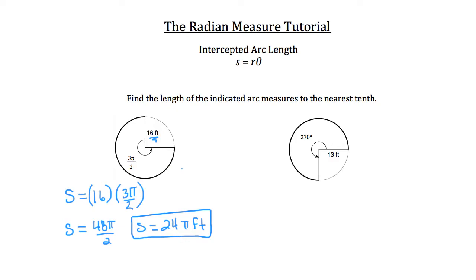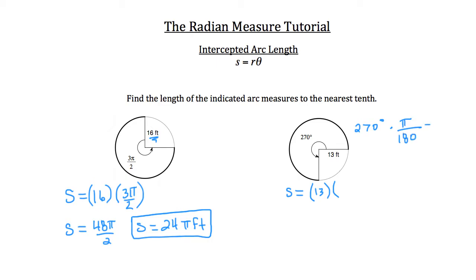Now let's take a look at the circle on the right. Again, s, the intercepted arc length, is equal to the radius of the circle, in this case 13 feet, times theta. In this case, theta has been given to us as 270 degrees. Now we want to convert that into radians. So I'm going to multiply that by pi radians over 180 degrees.